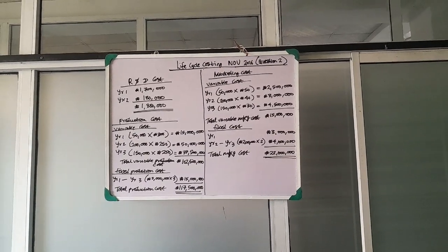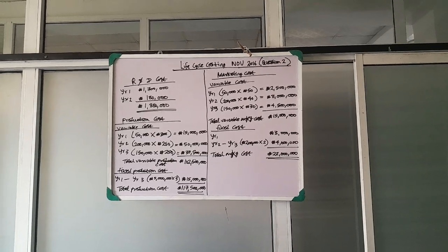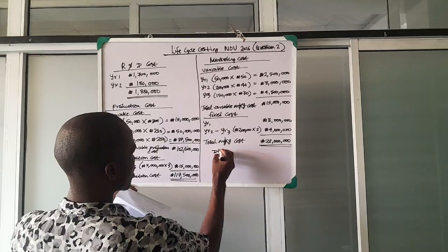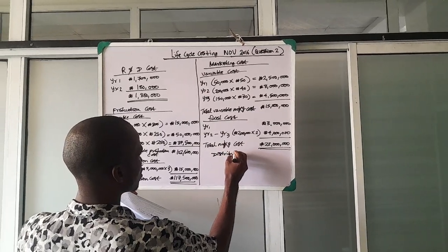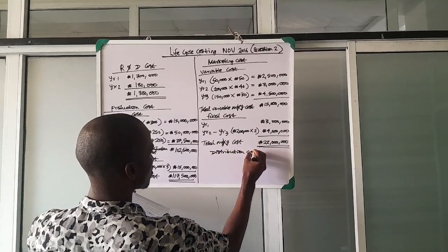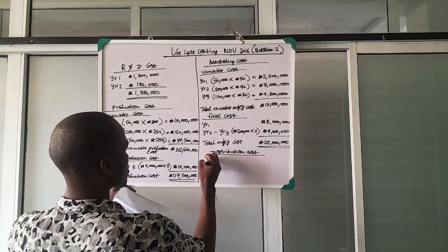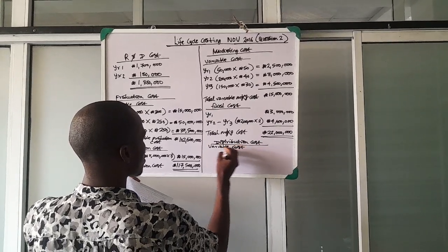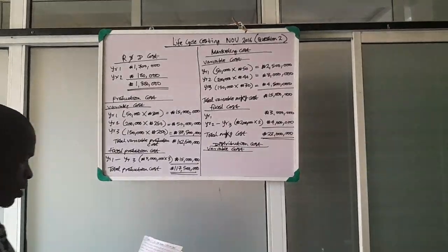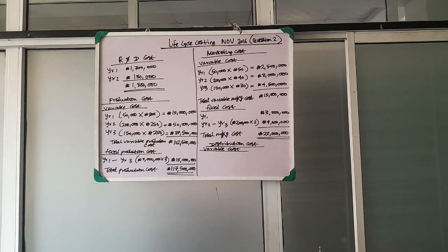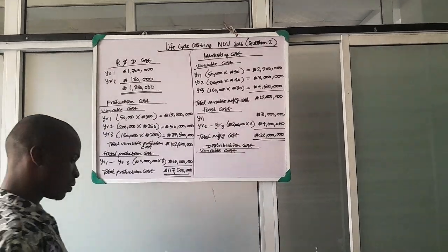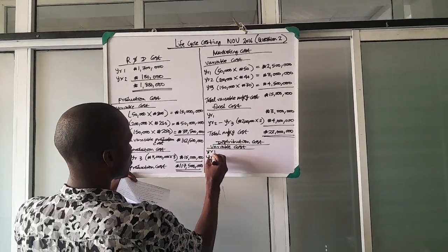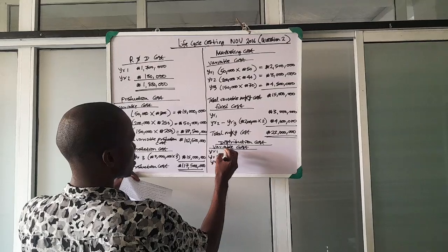We proceed to distribution cost, which also has variable and fixed. For distribution costs, we'll start with the variable aspects. Variable costs. They say the variable cost per unit for distribution will have 10 naira each for year 1 to year 3. So we'll have year 1, year 2, year 3.